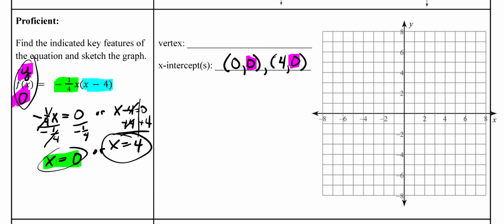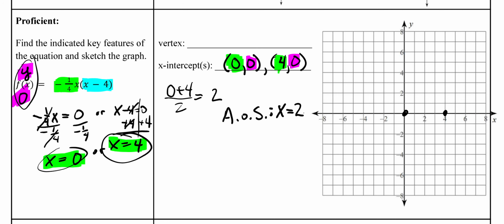And then my two x values of x equals 0 here and x equals 4 here, 0 and 4 right there. So I'm going to graph these. Here's (0, 0), and here's (4, 0). Now my vertex is always going to be the average of those two x-intercepts, the x values of the x-intercepts. So I take 0 plus 4 and I divide by 2, and that's 4 divided by 2, which is 2. So my axis of symmetry is x equals 2, and it's this line that goes up here in between them.